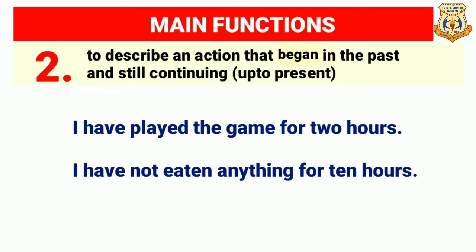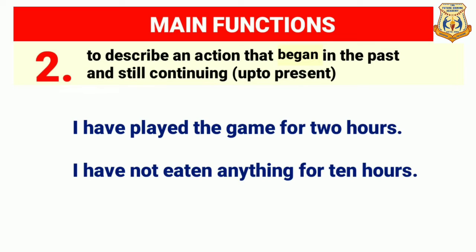Now look at this sentence. I have played the game for 2 hours. It means I started playing the game sometime in the past, and at present, means now, when I count the time, I see it's already 2 hours. That's why we have used present perfect tense here, so that people can easily understand that the action started in the past and continues up to present time.